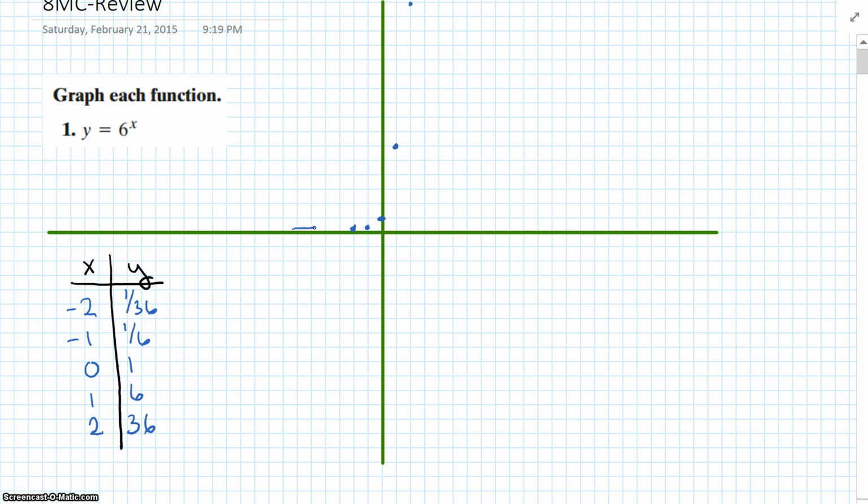Okay, this is enough for us to graph exponential growth. The biggest thing is make sure it's crossing at the 0, 1. Okay, and we're going to have an asymptote of y equals 0.